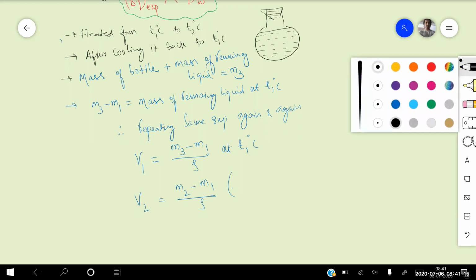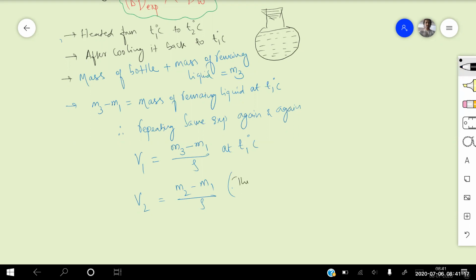I'll write with the black pen. This is the volume occupied by the liquid at T2 degree centigrade.